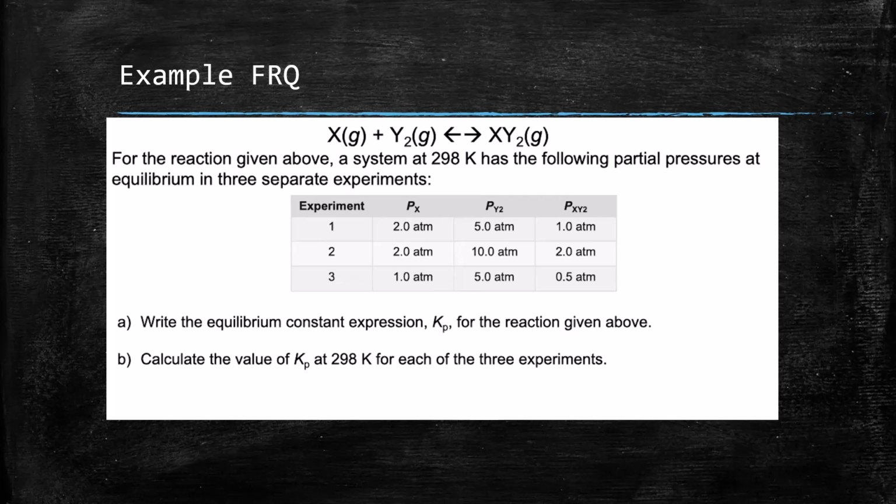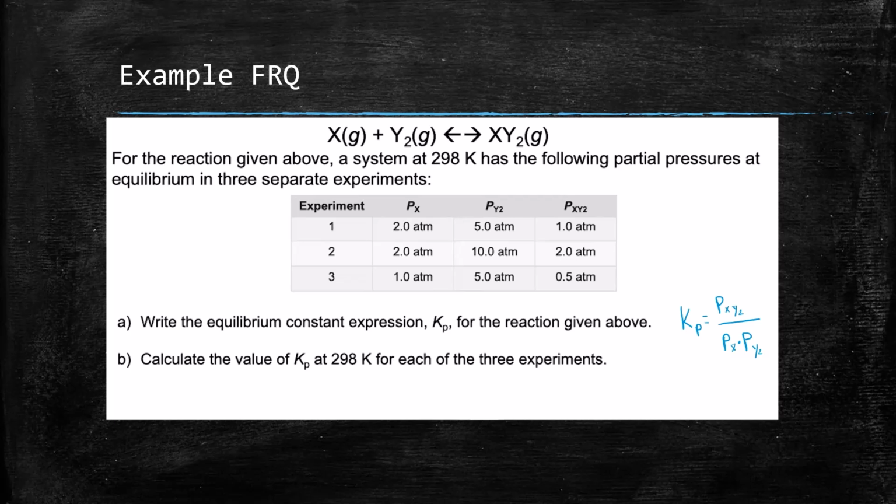This is exactly like what we've been doing. You're just going to write the Kp for the reaction, and remember that's going to be products over reactants. So you're going to write Kp equals the partial pressure of XY2 divided by P of X times P of Y2.